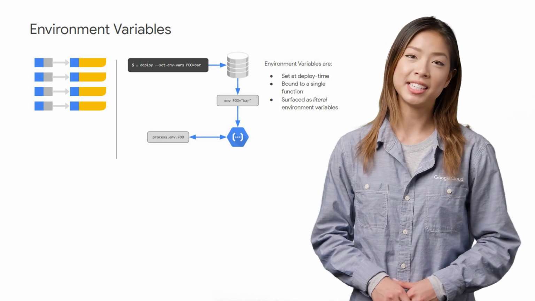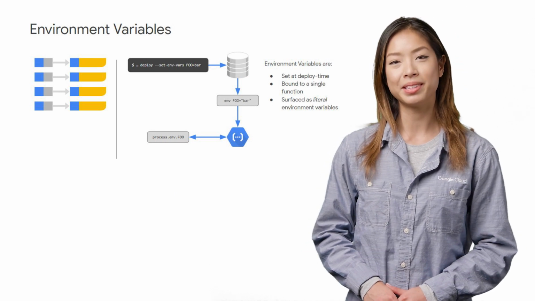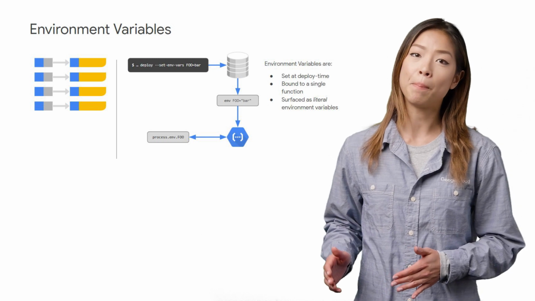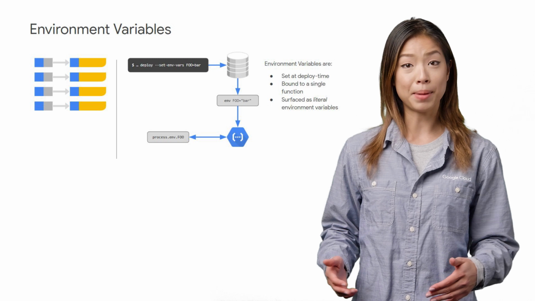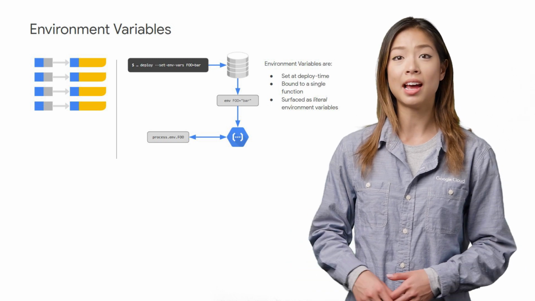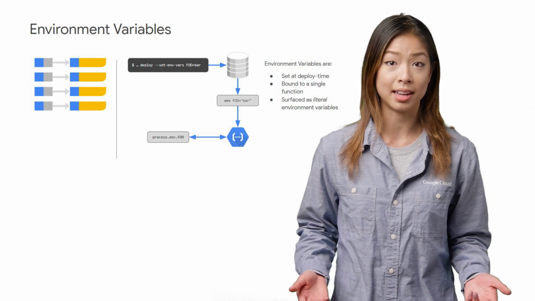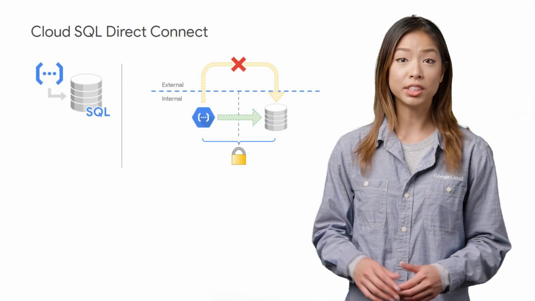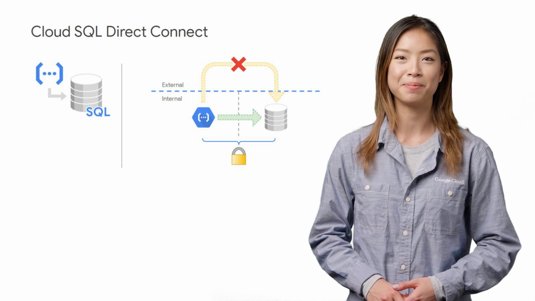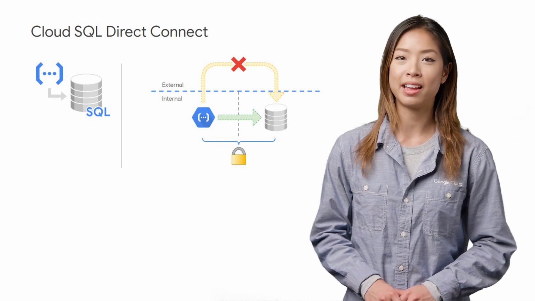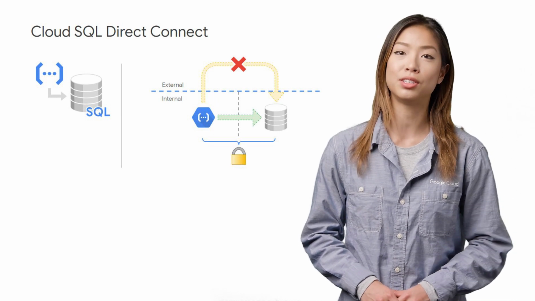Another great new GCF feature is environment variables, specific key value pairs that are bound to a single function, but don't exist inside your source code. You set them at deploy time, and they'll be injected as literal env variables at execution time. One additional update is that GCF now has Cloud SQL Direct Connection support, as well as access and IAM support through VPC interconnect to a network.